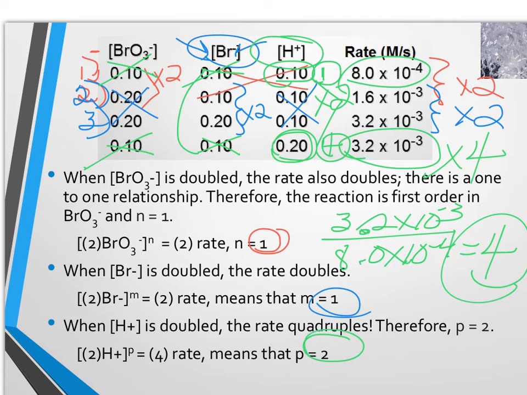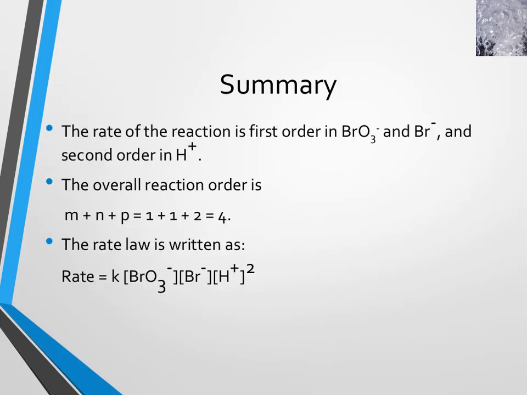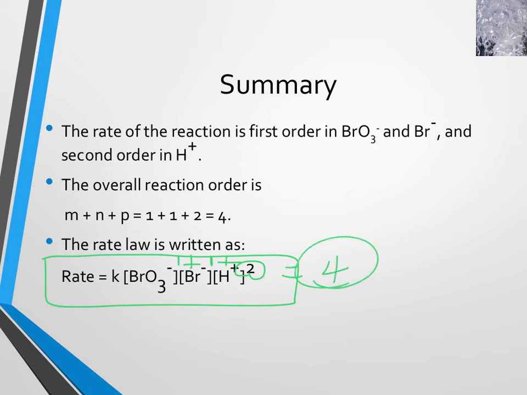So now let's put all those orders of reaction together into a rate law. The rate law would look like this. First order with respect to bromate, first order with respect to bromide, second order with respect to hydrogen ion. The overall order of the reaction is 1 plus 1 plus 2, or 4. And that's it.